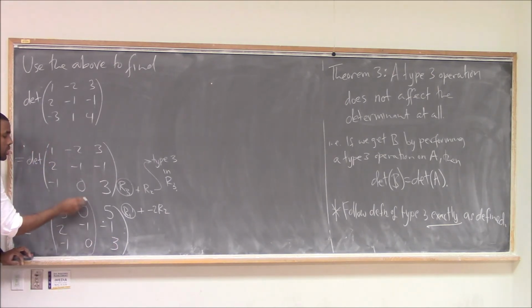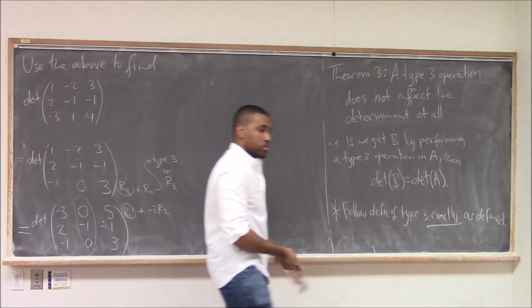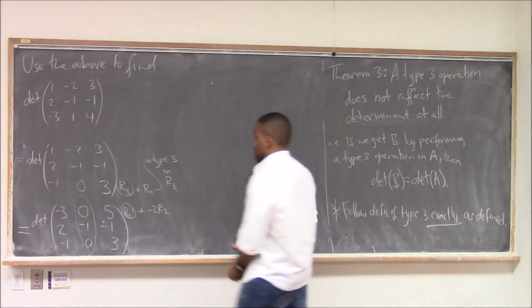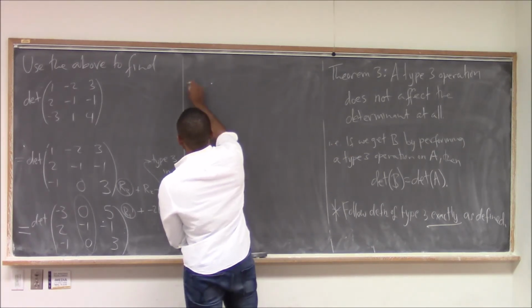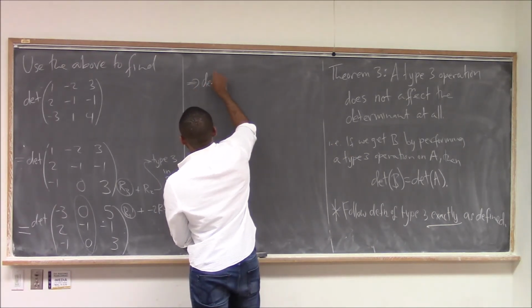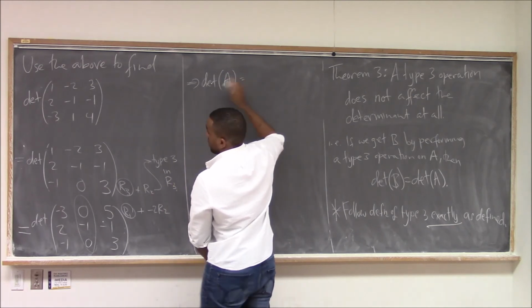So notice now, in the second column, I've created 2 zeros that weren't there before, and in terms of the determinant, it's the same answer. So now I can say the determinant of, let me call that matrix A.